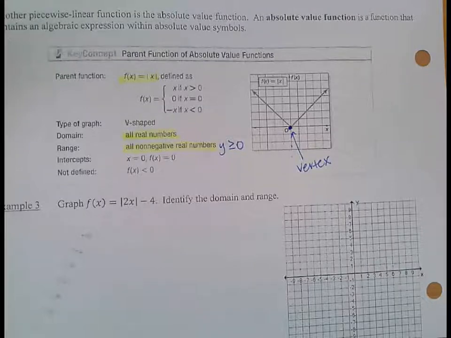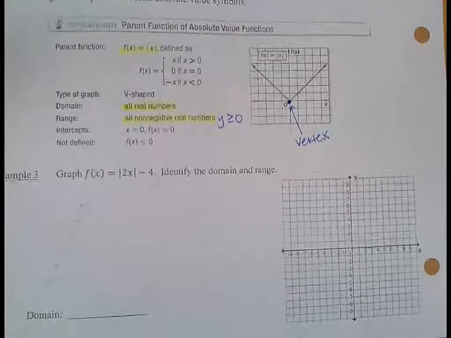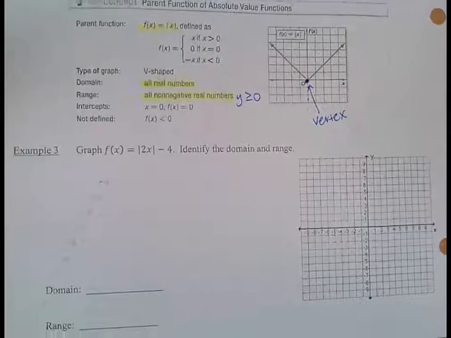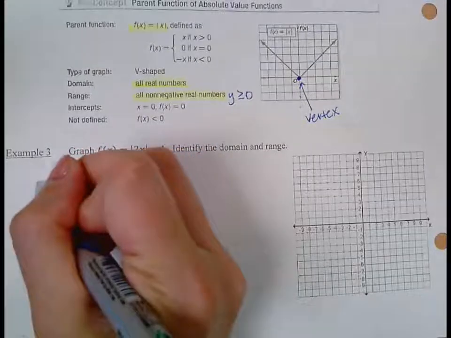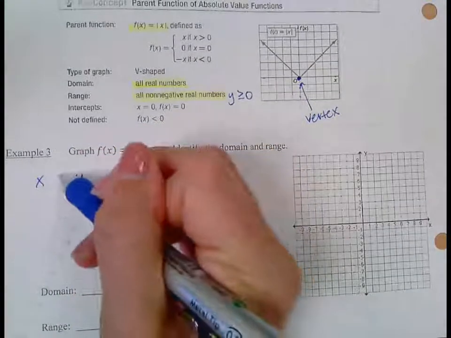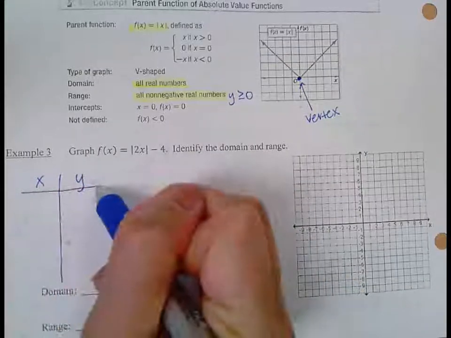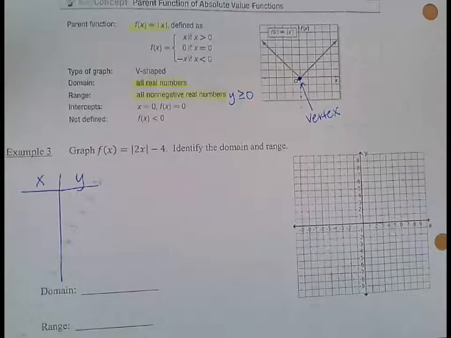Are we getting the right shape? And then finding the domain and the range. So for example 3, we're going to graph f of x equals the absolute value of 2x minus 4 and identify domain and range. I also graph these by making a table, but the table setup is different from step functions. So again, I see absolute value bars. I should think end result, my graph should be a V.